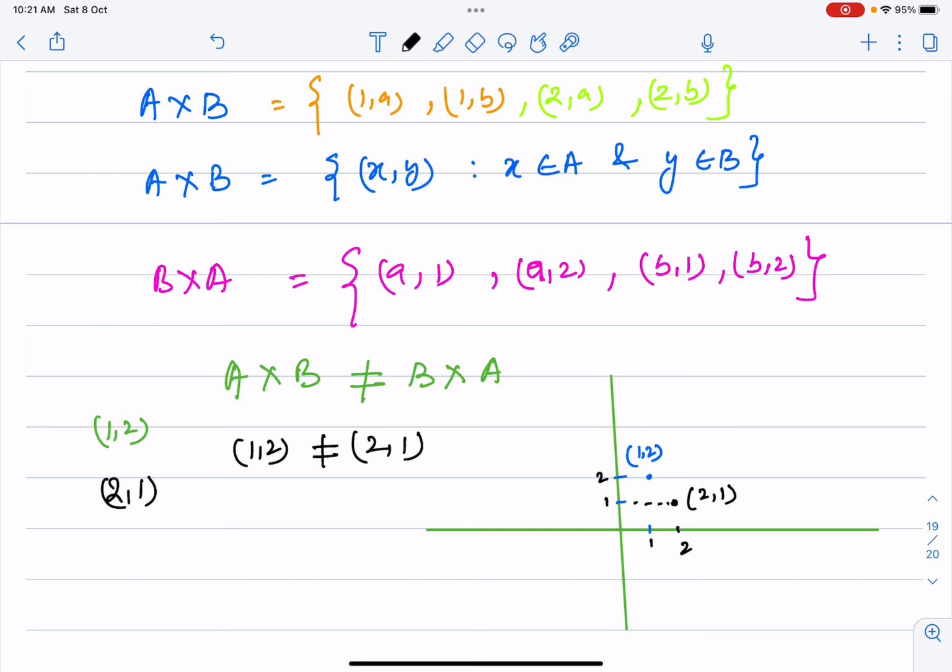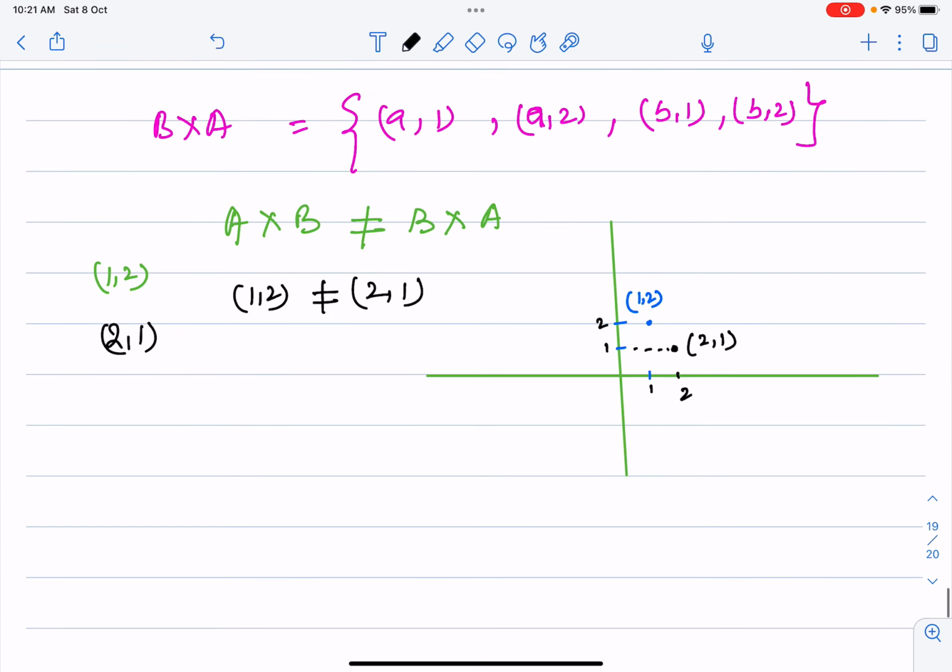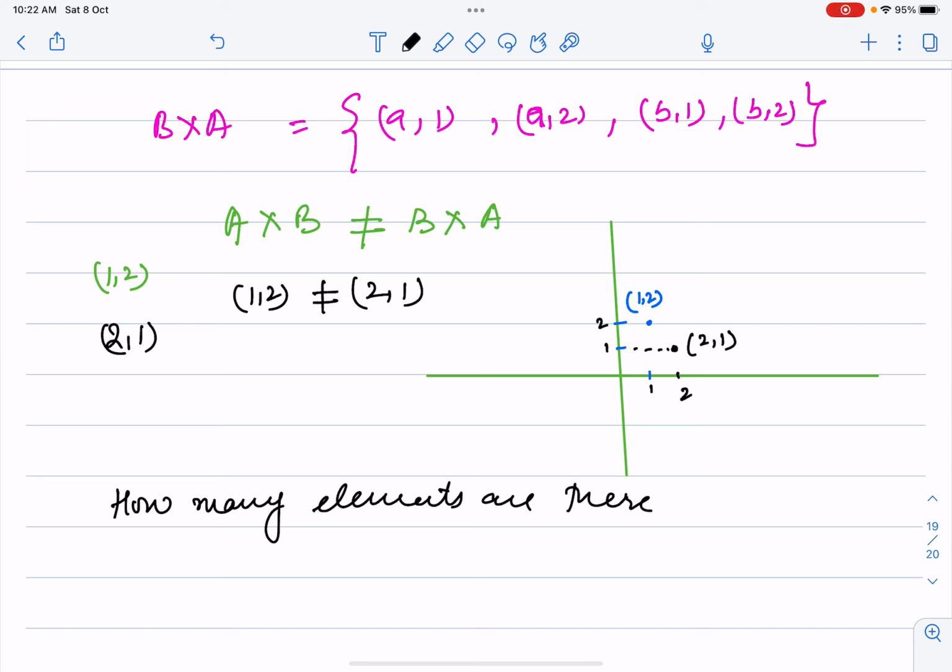So as we have said previously, two ordered pairs will be equal if the first element is equal to the first element of the other ordered pair and the second element is equal to the second element. So if we take all the collections of these ordered pairs, that is called the Cartesian product. Now the question arises, how many elements are there in the Cartesian product of two sets?